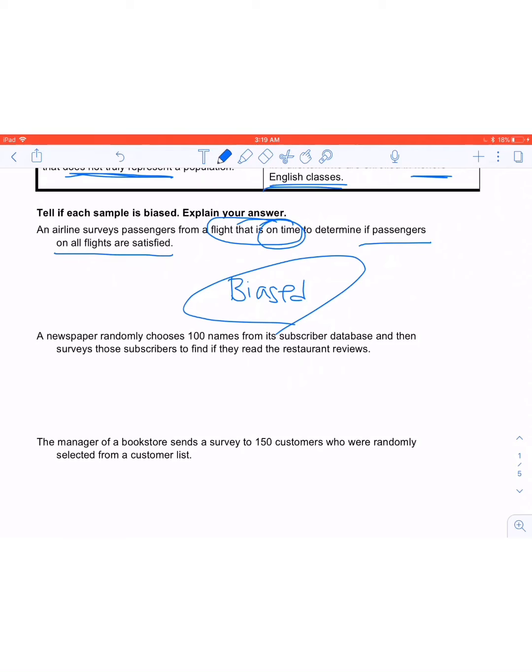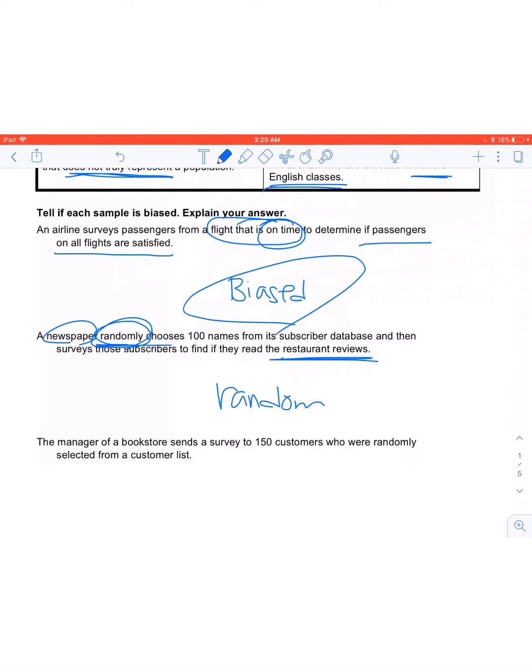Next, a newspaper randomly chooses 100 names from its subscriber database and then surveys those subscribers to find if they read the restaurant reviews. So you also want to think about, does the restaurant review have to do with the newspaper? Yes, because restaurant reviews could be featured in a newspaper. However, I want you to keep in mind that they chose 100 names randomly. So it is a random sample.